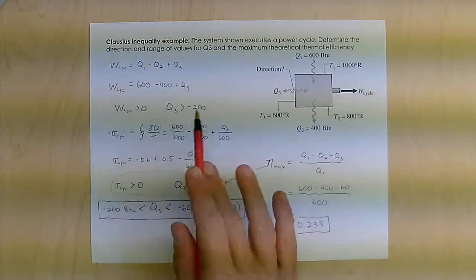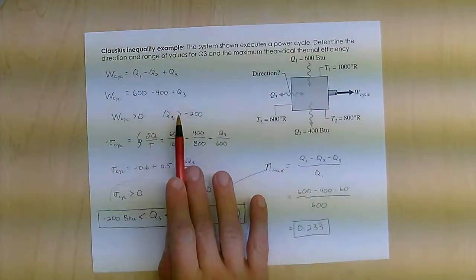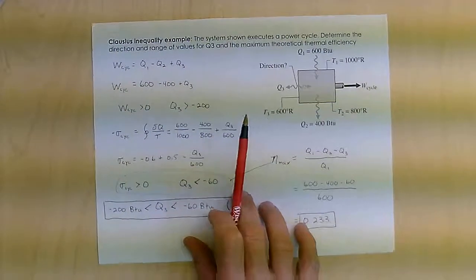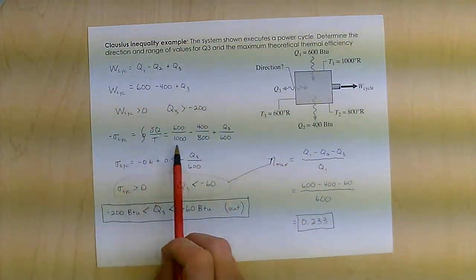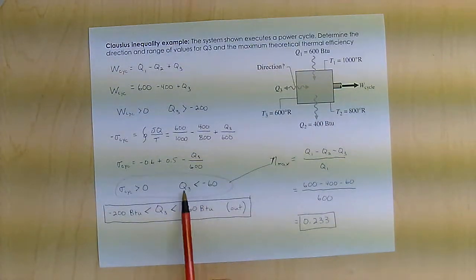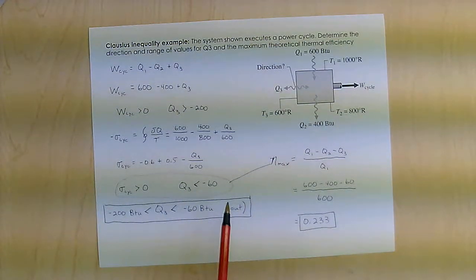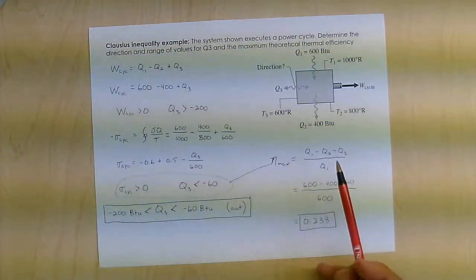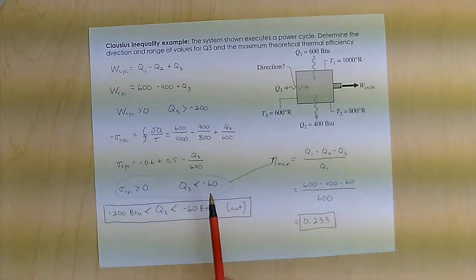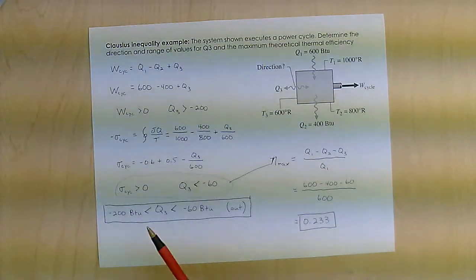So again, use the first law to bound Q, see what the bottom of Q3 is. Then use the second law equation here to figure out what the upper bound of Q3 is. From that, I know that it's Q out. Once I know that, then I can find the maximum, again using what's going on here. This is the best case scenario that I can have for my system.